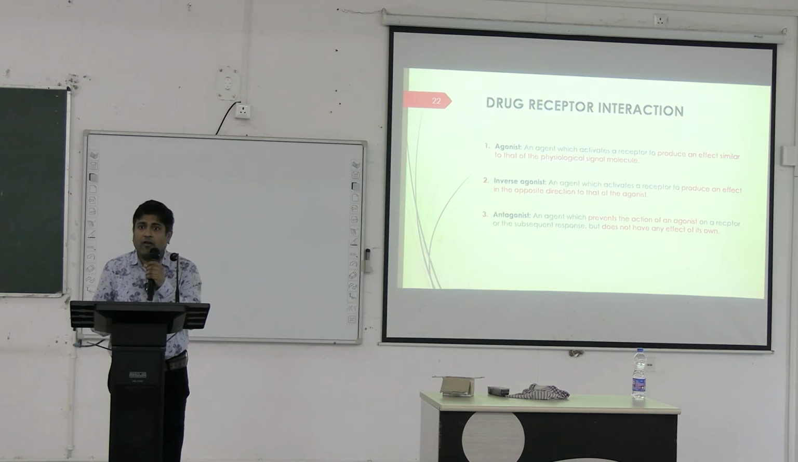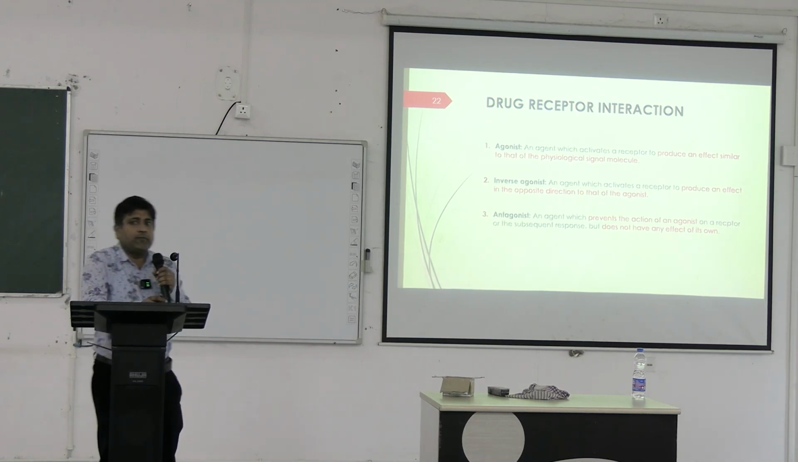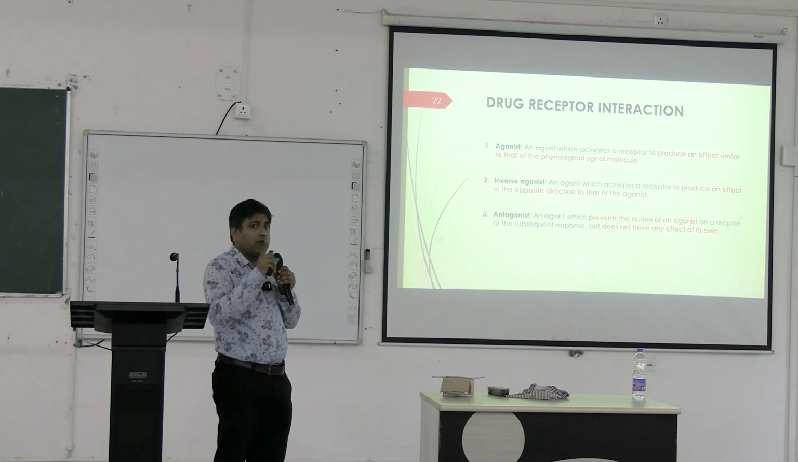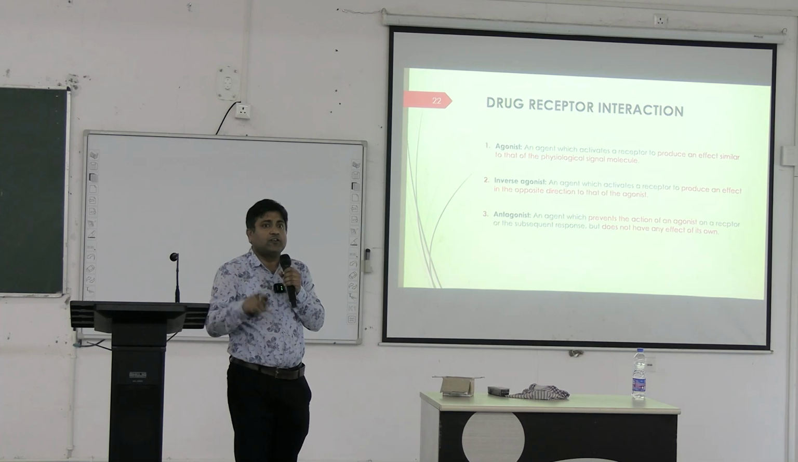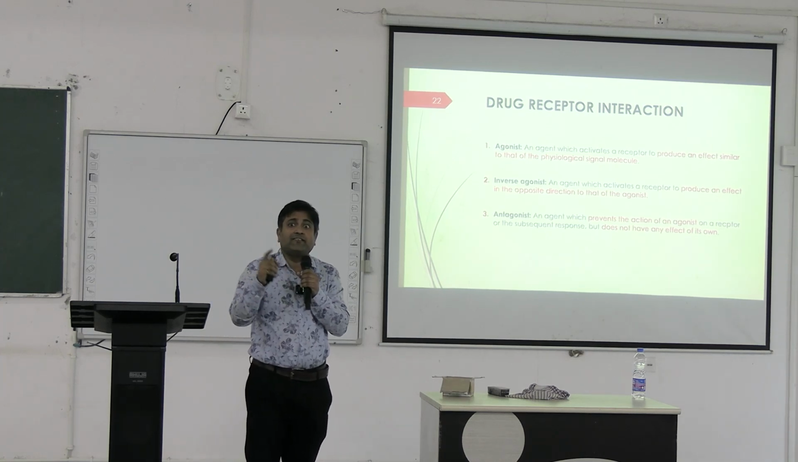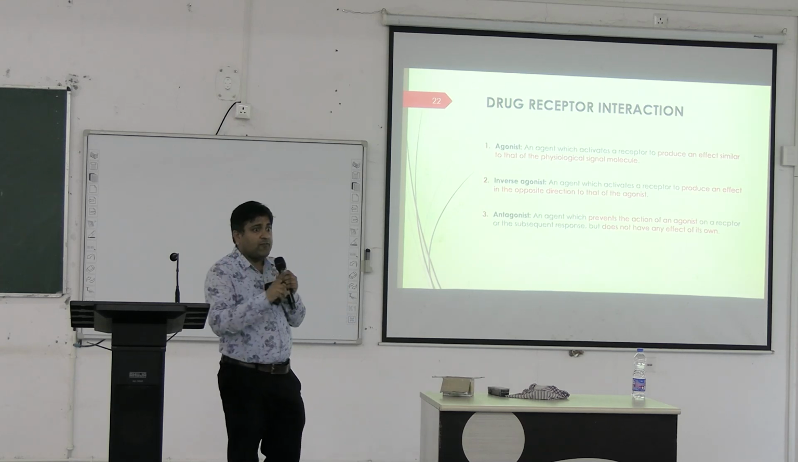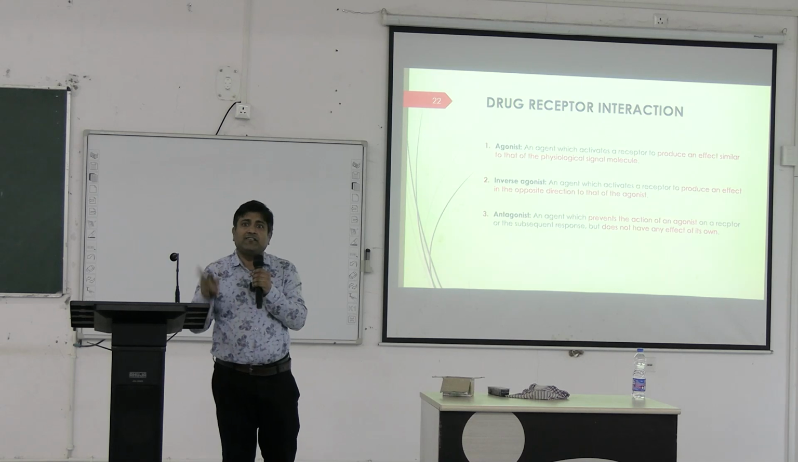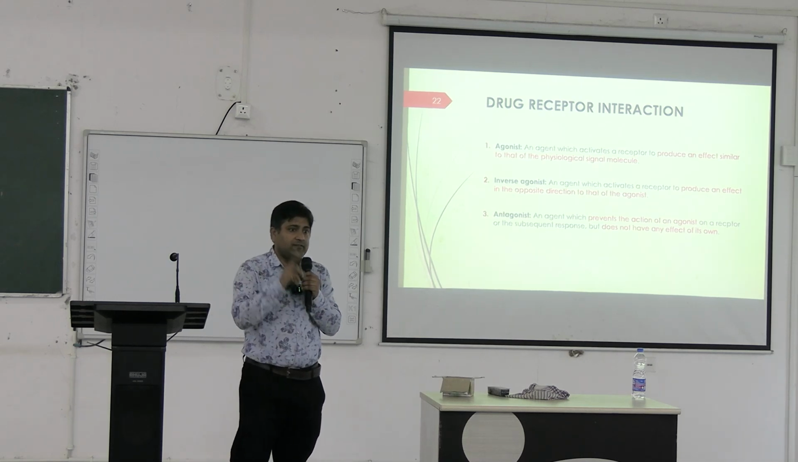So what is the difference between antagonist and inverse agonist? Here, basically, the drug is binding to the receptor in an antagonist and is inhibiting the action of the agonist or the substrate, but it is not carrying the action in the opposite direction. In case of an inverse agonist, the drug is binding to the receptor and carrying out the reaction in the opposite direction. This is the difference.